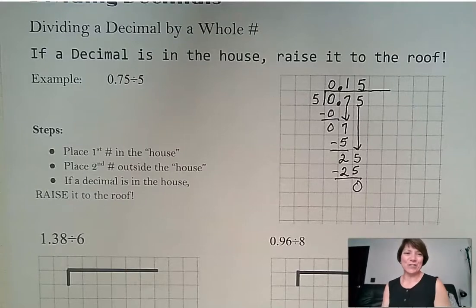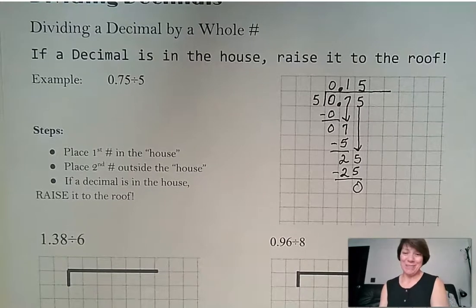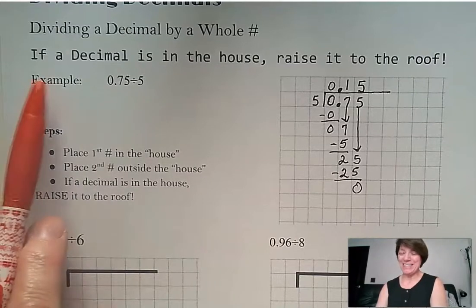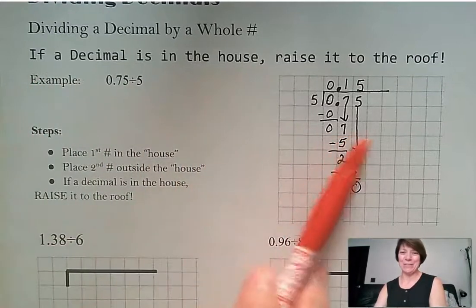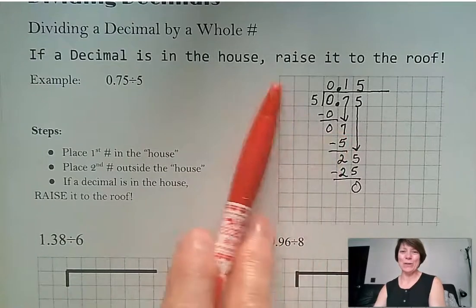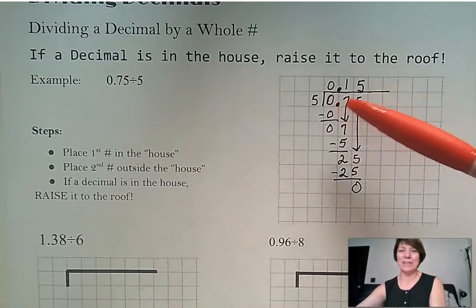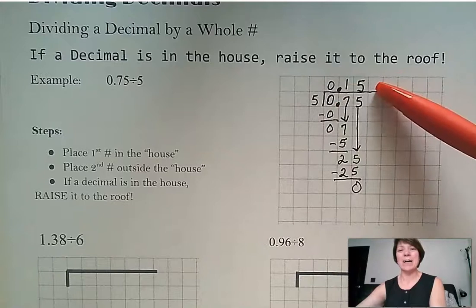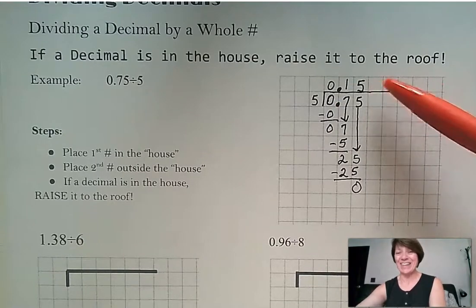Our next lesson here is going to be on dividing, and we're going to be dividing decimal numbers by whole numbers. So a little phrase that might help us to remember what to do here is: if there's a decimal in the house, in other words a decimal in the division house, we're going to raise it to the roof. So we're going to put it on the top in our answer, our quotient here, all right?